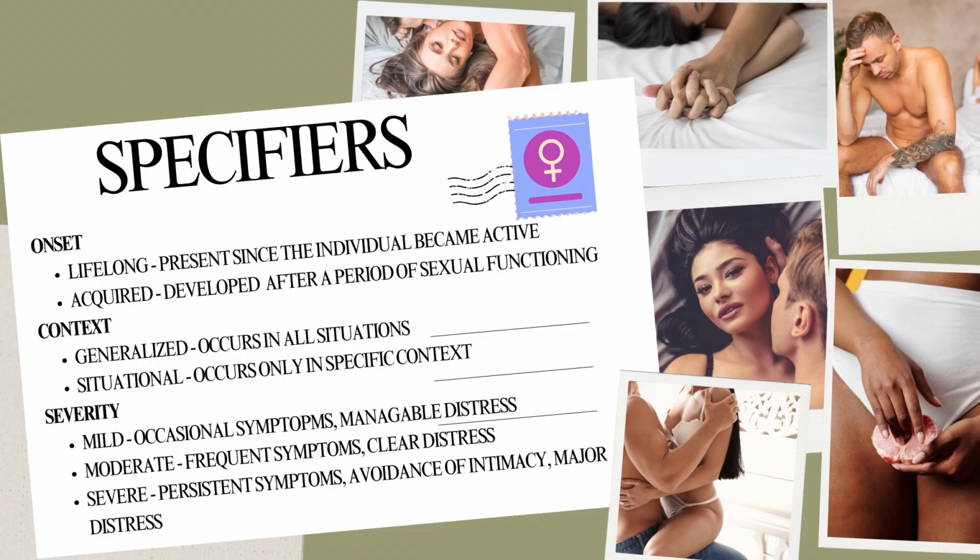The DSM-5-TR uses specifiers to further describe sexual dysfunctions. Onset may be lifelong or acquired. Context may be generalized, meaning it occurs in all situations, or situational, meaning it happens only in specific contexts. Severity is rated as mild, moderate, or severe based on symptom frequency and level of distress.